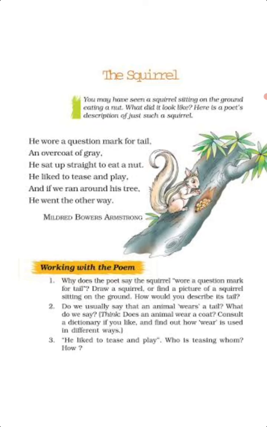And in order to eat a nut, it was sitting straight. To eat a nut, it was sitting straight. He sat up straight to eat a nut on the tree.